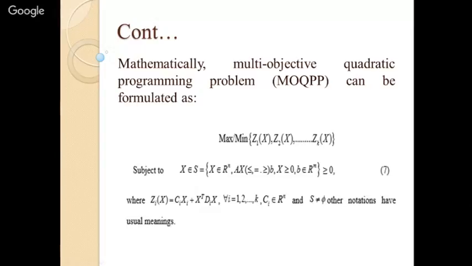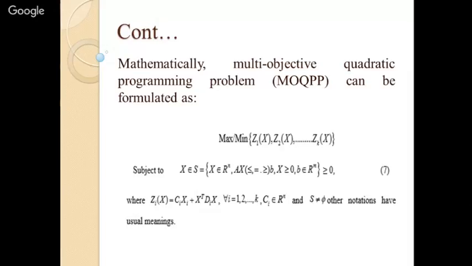A quadratic function has specific properties, convexity and concavity. People working on the theoretical part derive some of these properties and include them with multi-objective programming problems, and they derive some optimality criteria. So this is the notation and mathematical expression of the multi-objective quadratic programming problem.